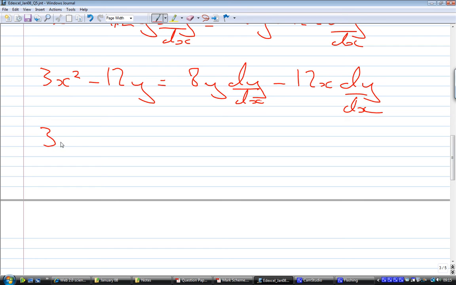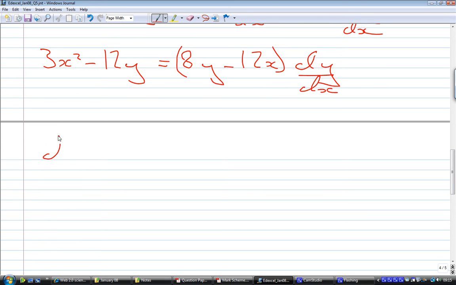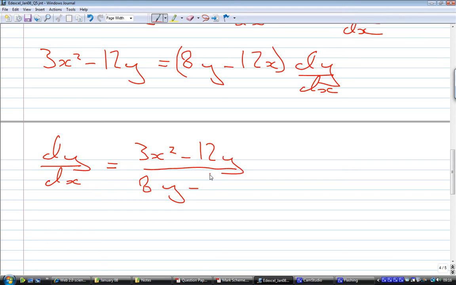We're going to have 3x squared minus 12y now. Let's factorise this side then, so we get 8y minus 12x, dy by dx. It's going to give us the whole lot in terms of dy by dx now. Dy by dx equals 3x squared minus 12y all over 8y minus 12x.